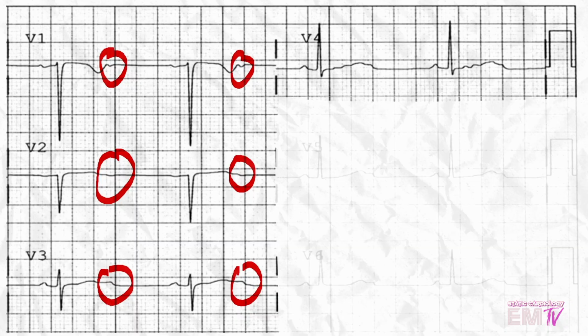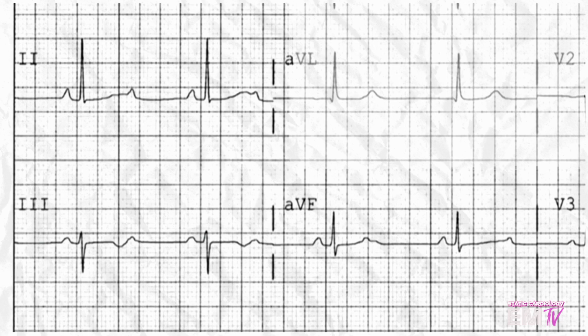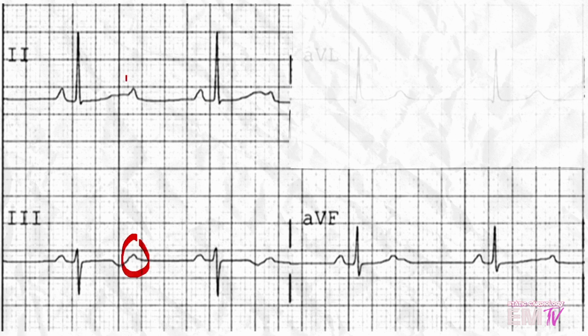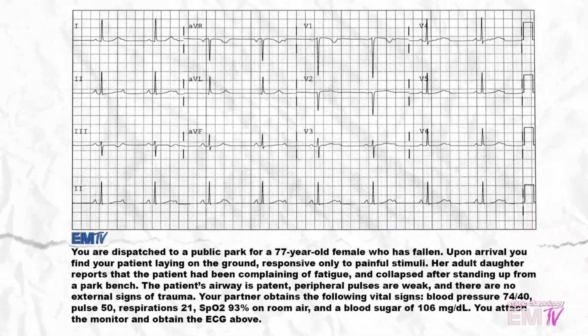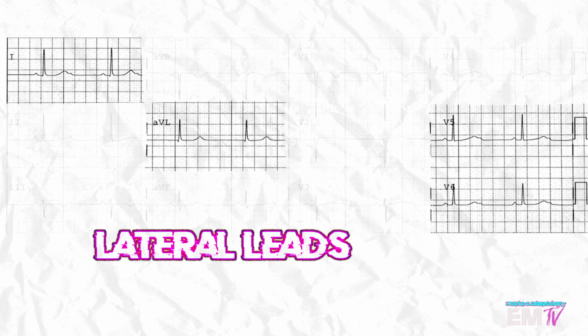Let's go ahead and take a look at the inferior leads next. Once again, in our inferior leads, we see evidence of those extra P waves. Finally, we'll move on to the lateral leads. In our lateral leads, more extra Ps and dropped QRSs.